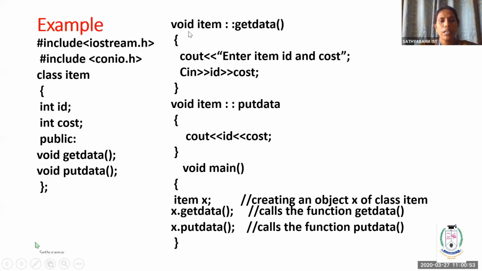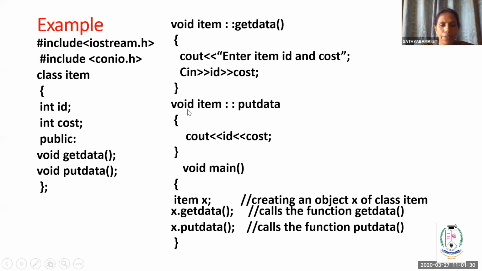In the same way, look here: the return type is void, the class name is item, then the scope resolution operator and the function name. The function name is getData. Now inside getData, as usual, you can write normal function statements. Here we have written simple statements to take the input of ID as well as cast. Once the function is over, you close the function block.